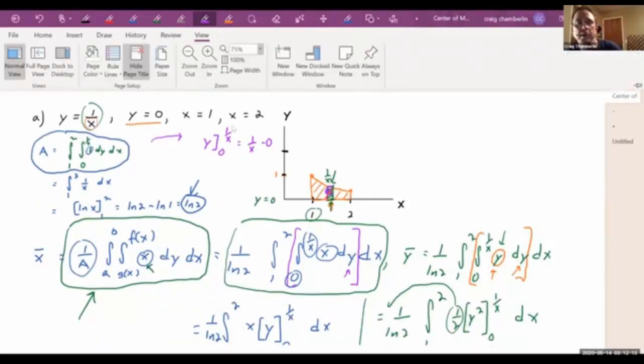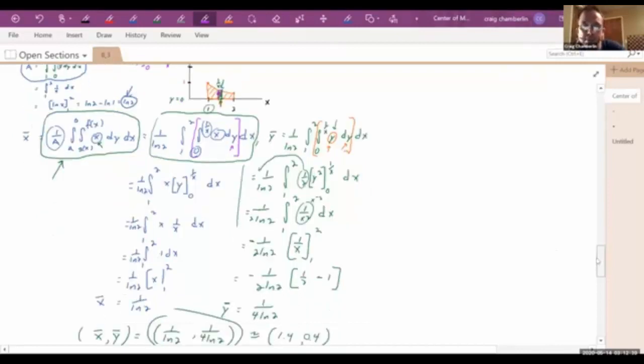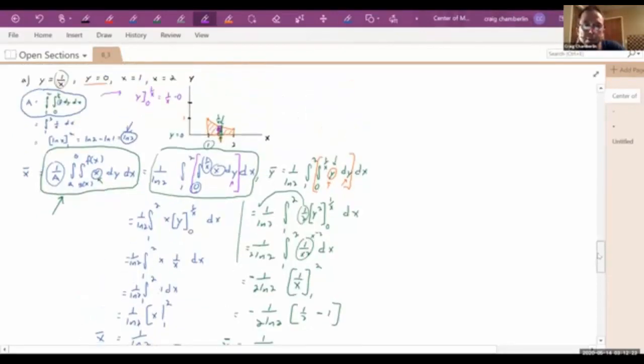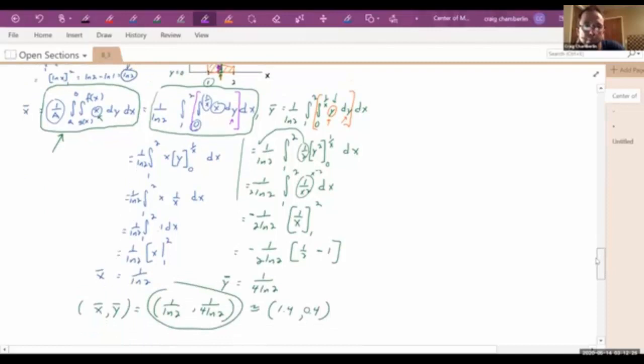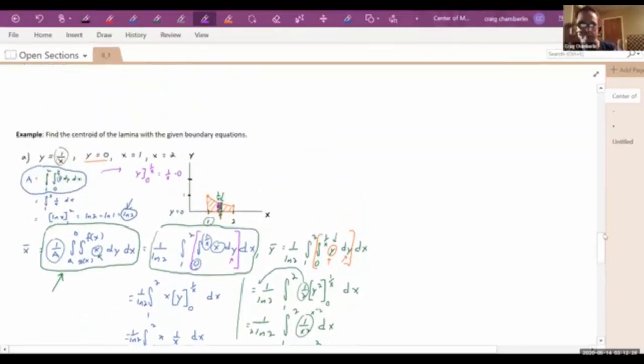I know I threw a lot at you. Thankfully, though, that's pretty much it for the new material, at least the new material that you haven't seen before. Any questions on all that? So let's go over it a little bit just to summarize. You're going to want to find the area. If you're asked to find the centroid, you're going to want to find the area of your planar lamina.